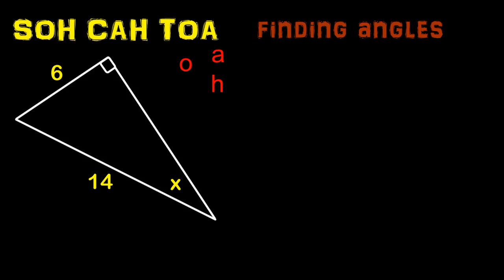Alright guys, in this video we are going to look at finding angles using sine, cosine, and tangent. So far we did finding sides. So now we're going to go ahead and find some angles. And notice in this problem we're missing the angle x.